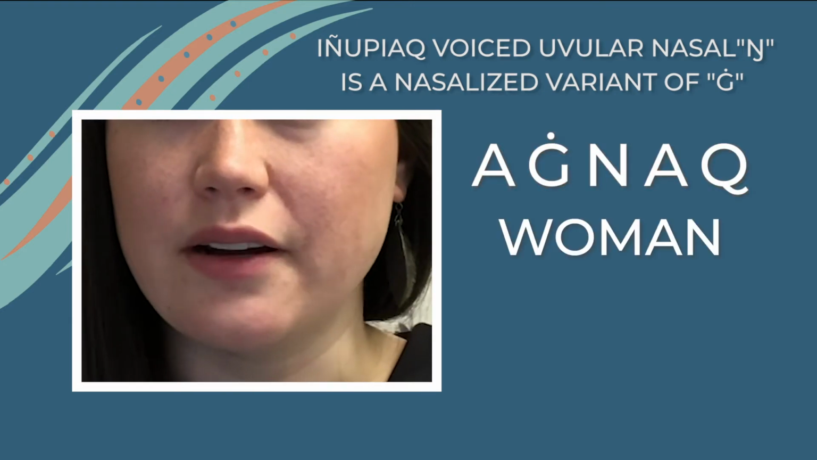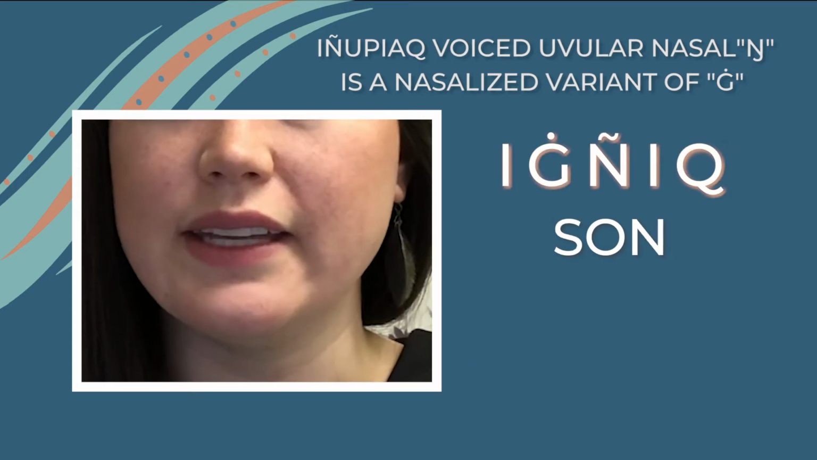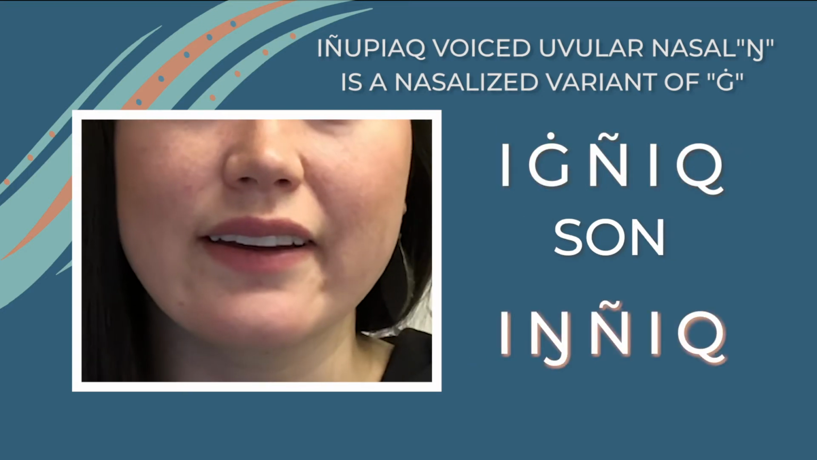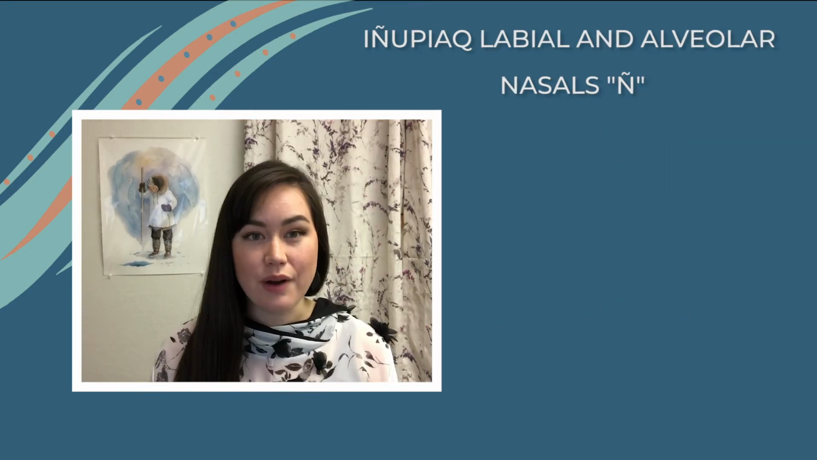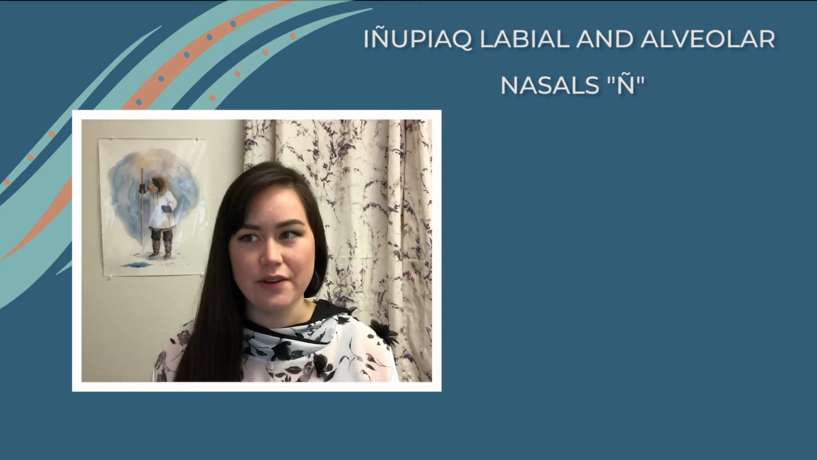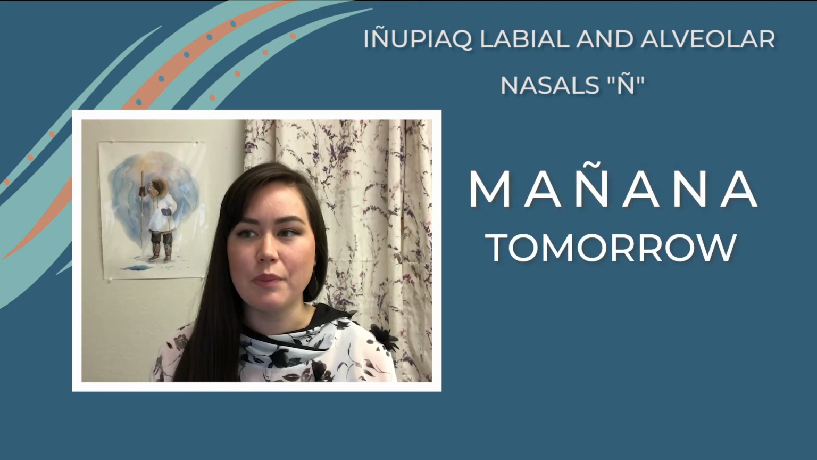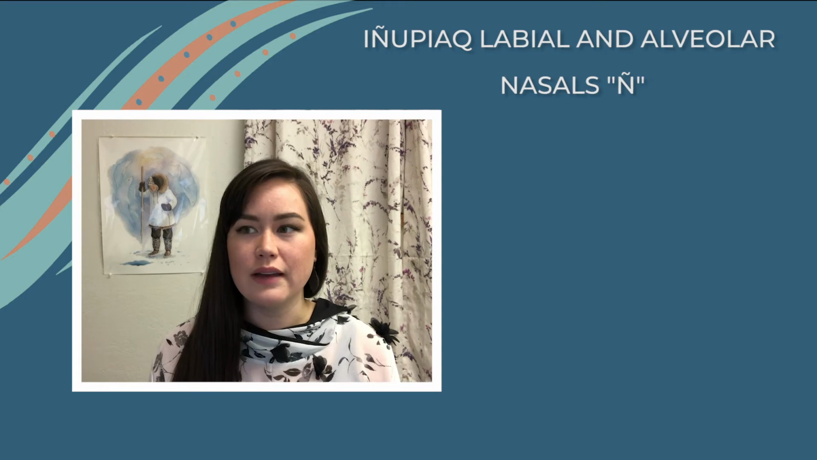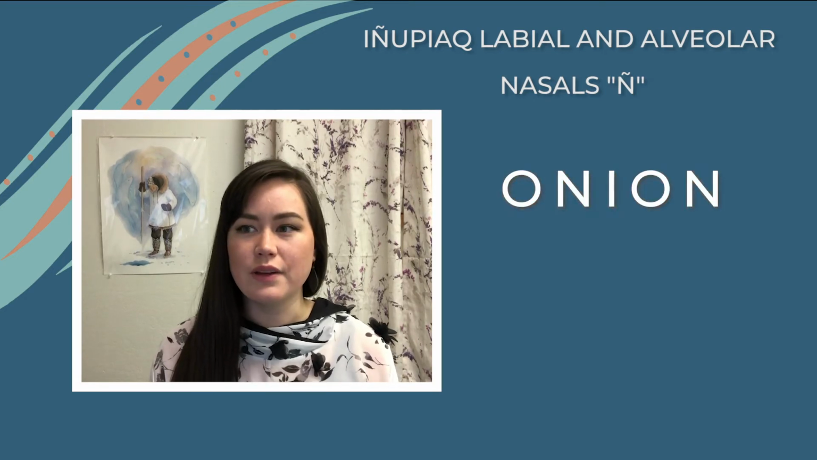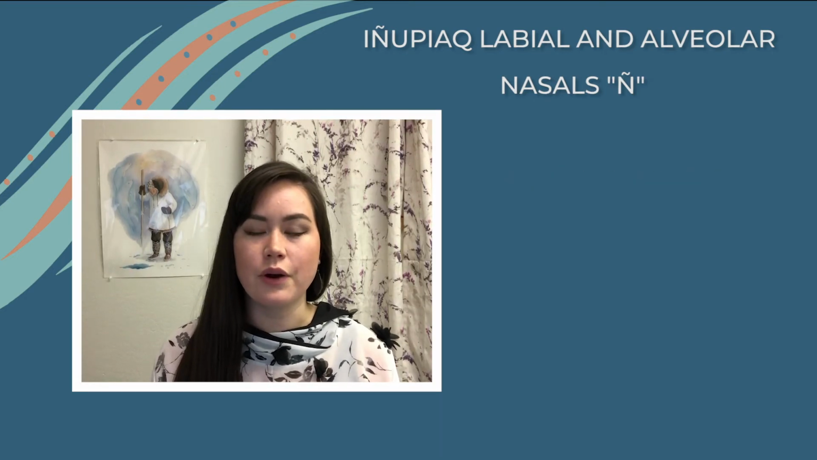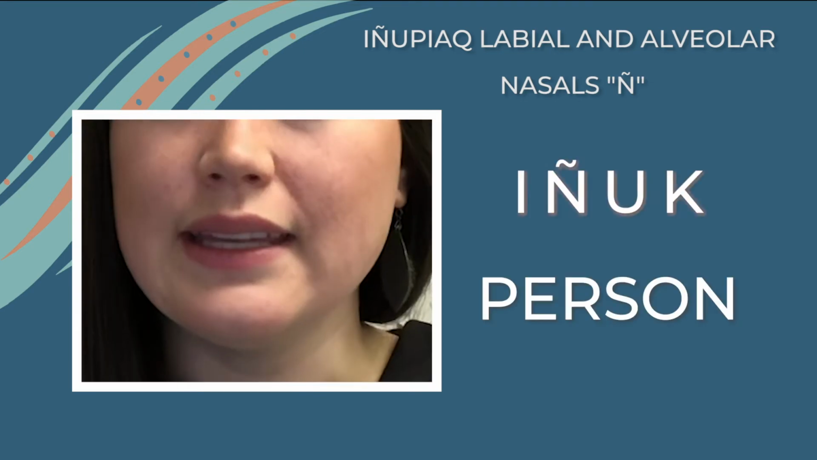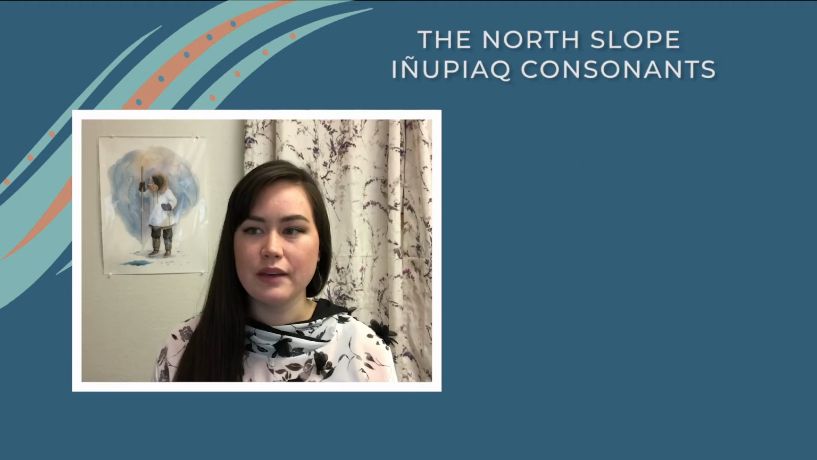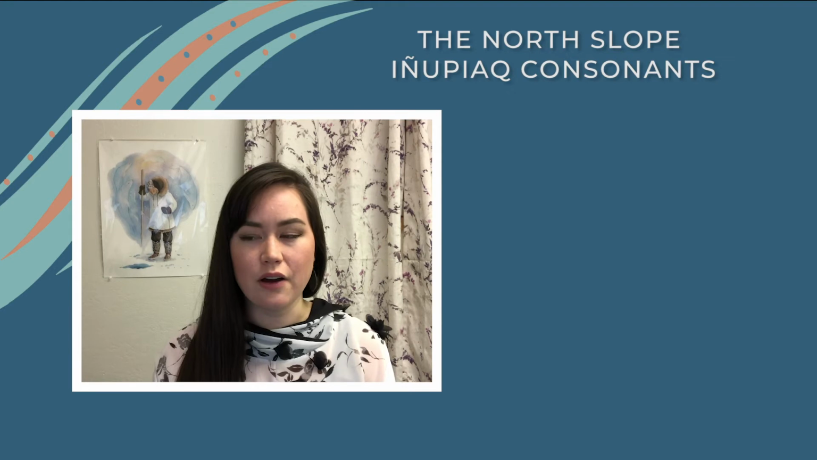Ugnaq can be heard as ungnaq. Irnyaq can be heard as ingnyaq. The Iñupiaq n with the brow is like the Spanish n with the brow in mañana, tomorrow, or the nio in onion, with the mouth and tongue in position for y or I. Iñuk, Iñuk.